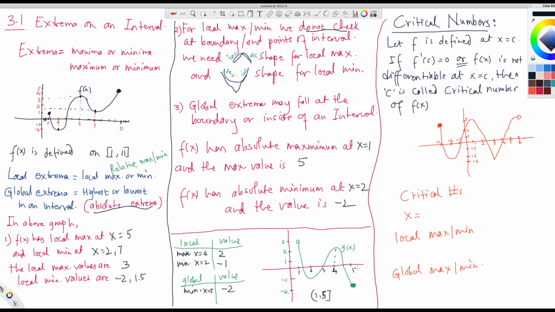Right? How about the global max? What is the highest point? It looks like the highest point is right here, right? But at the left boundary, the function is not defined because there is an open circle. And the highest point looks like this, but we don't know what that value is, right?